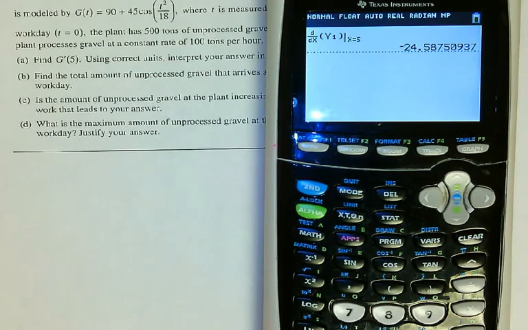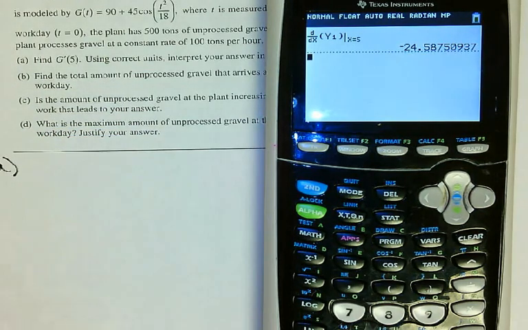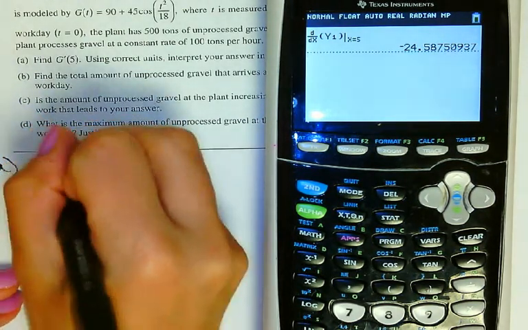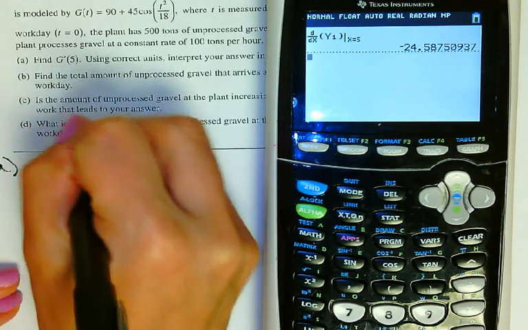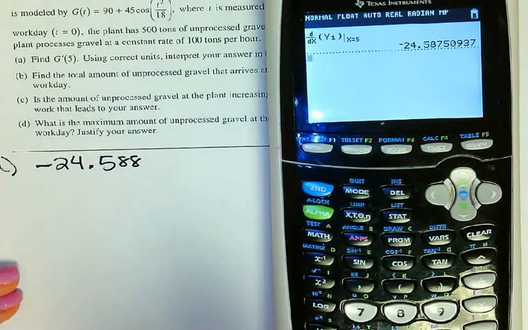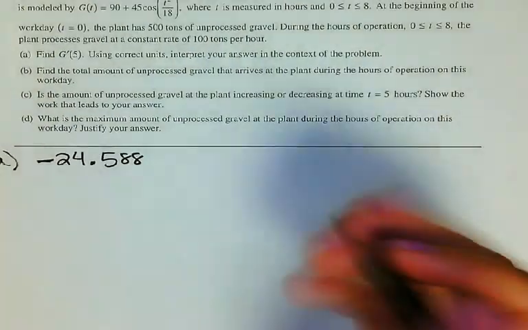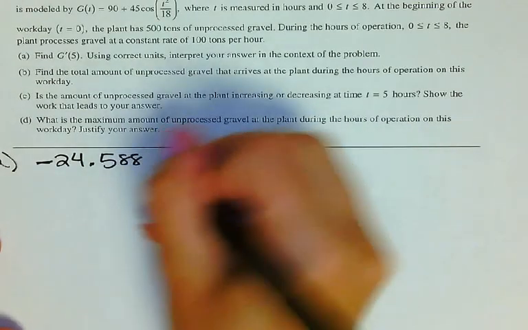Okay, so that negative 24.588 number would be my answer for part A. So we've got negative 24.588 via Math 8. And what does that represent? Remember, I always say nuts: noun, unit, and time.